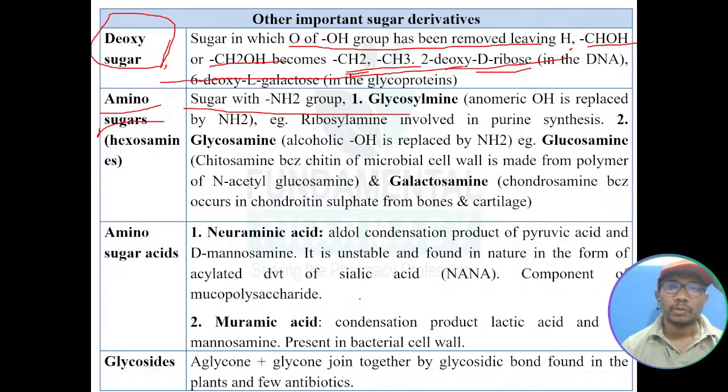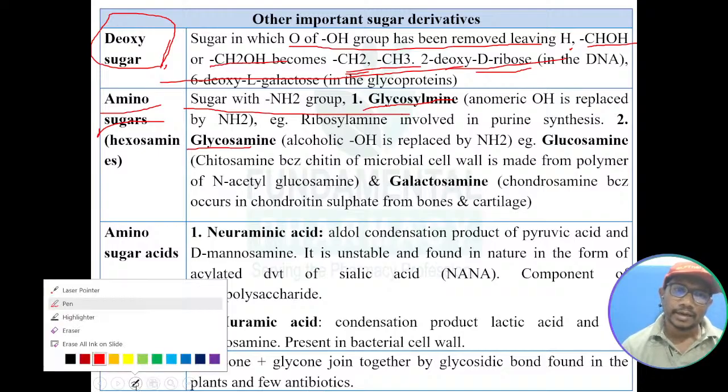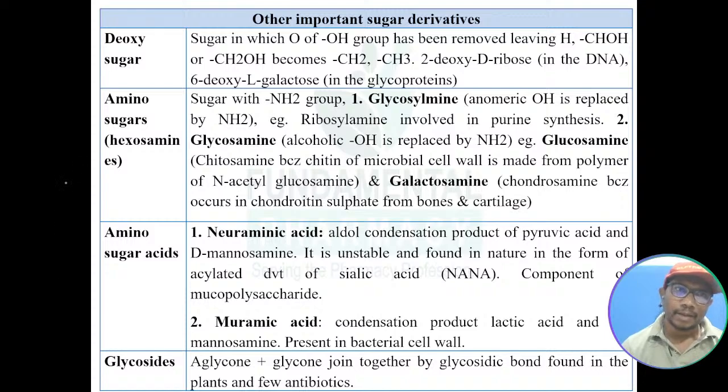There are two types of amino sugar. ग्लाइकोसाइलामाइन, पहला कौन सा है? Glycosylamine, and second is a glycosamine. As the name indicates, amino sugar means there is an amino group in the sugar. So they are, for example, a hexosamine. Hexose sugar with the amine is known as a hexosamine. Amino sugars are hexosamine. Sugar with the amino group.